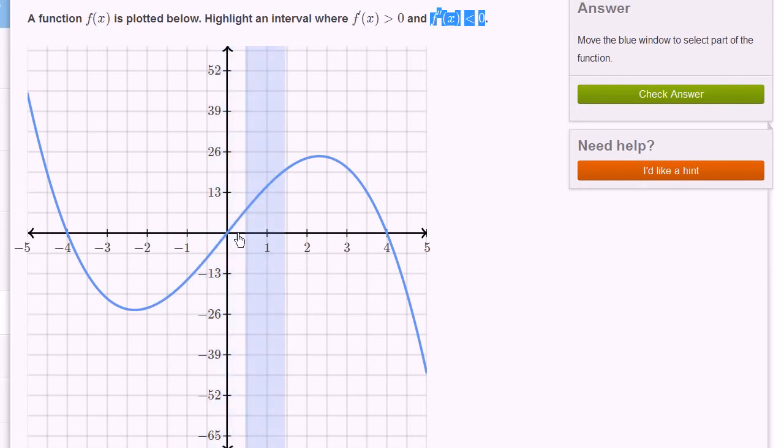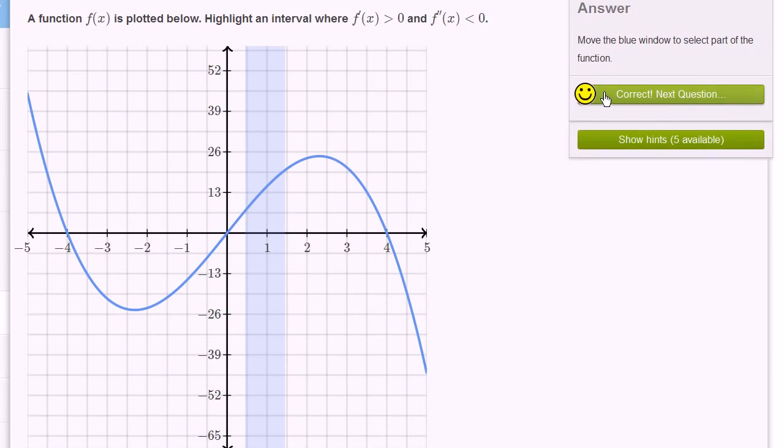Our slope is positive. Our function is clearly increasing, but it is increasing at a lower and lower rate. So I will select that right over there. Let's do one more example.